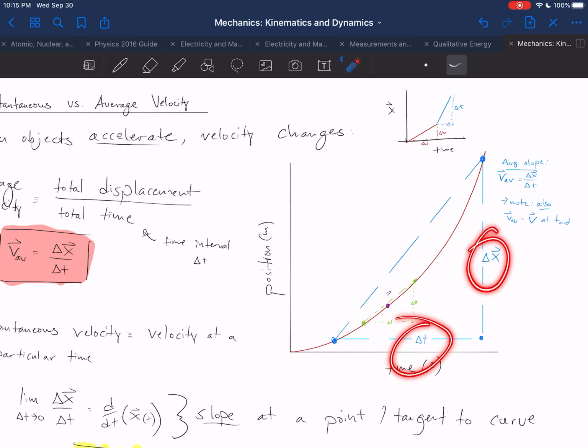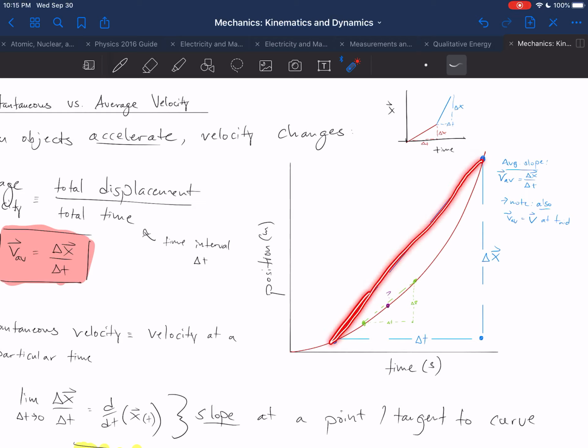So if I'm looking at this position time graph, this is the position time graph of an object accelerating, and in this case, speeding up, speeding up, in particular at a constant rate. Notice that my average velocity can be calculated between any 2 points by simply taking the delta x divided by the delta t. That will also give the slope of this line right here. So the average velocity can be found by taking the slope between any 2 points on this curved position time graph.